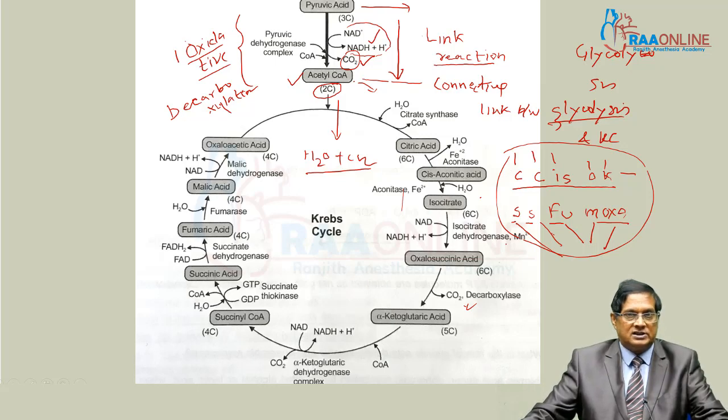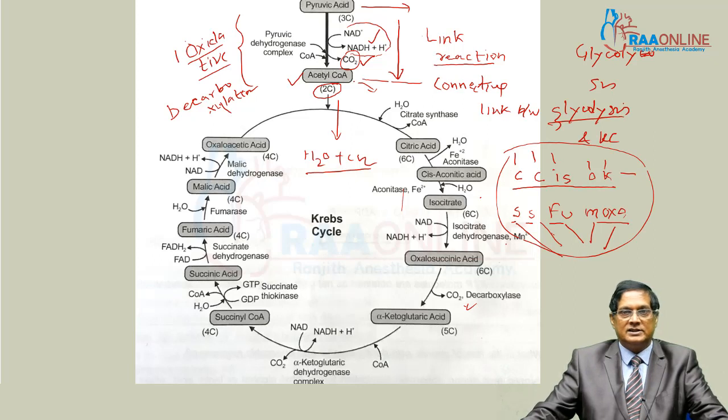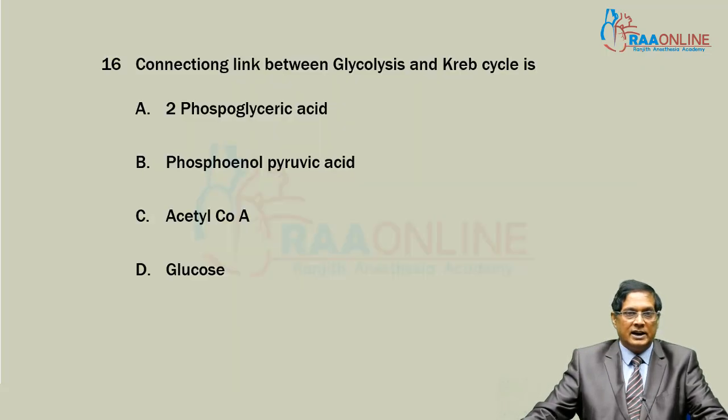Let's see. First, the connecting link between glycolysis and Krebs cycle. See the answer. That is acetyl coenzyme A. I have already mentioned this: acetyl coenzyme A is the connecting link between glycolysis and Krebs cycle.